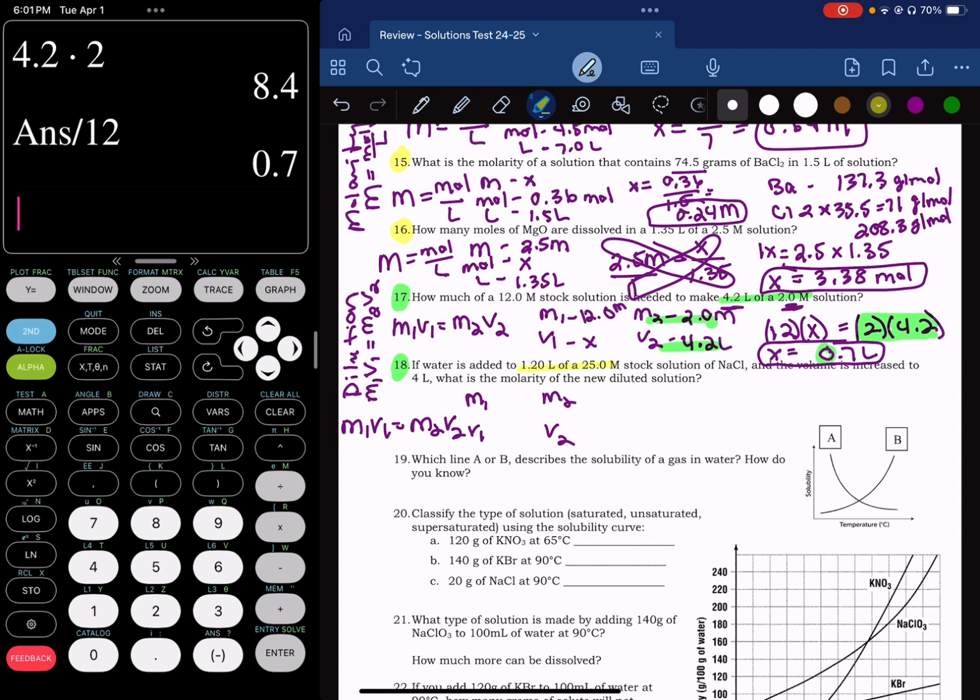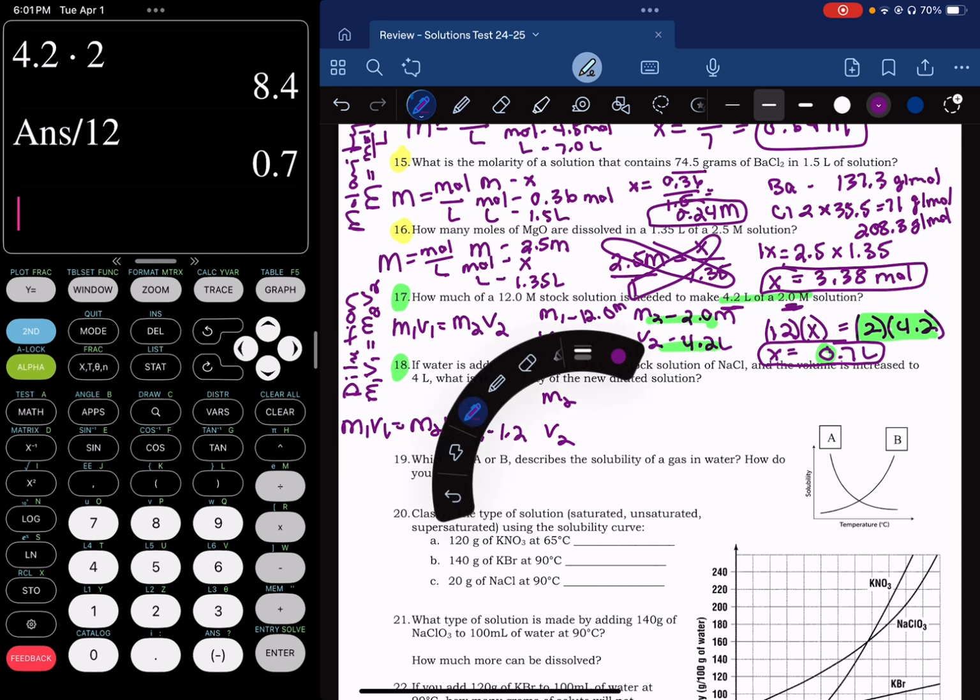This one. Okay, don't get too worried about how it says added. I know it's an important word, but for now, just find the two that go together and figure out if you're going to put them as M1, V1, or are you going to put them as M2, V2. So anytime you see something identified as a stock solution, that's always your initial, at least in the context of the examples I've been giving you guys. So we have our volume 1 as 1.2. I'm running out of room, so I'm being a little bit less of a stickler on labeling everything. This one is 25 molar solution.